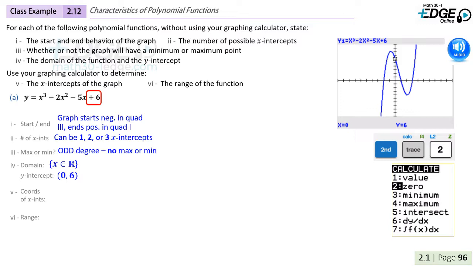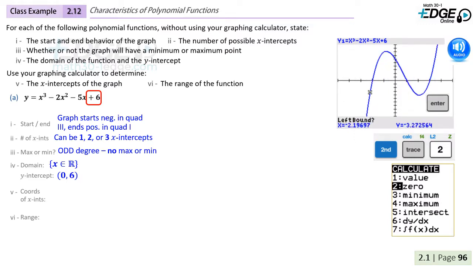Here, after inputting the graph as y1, we'll press second, calc, and then choose option number 2 to determine the zeros or x-intercepts of the graph. By giving left bound and right bound restrictions in the second calc zero steps, we can find that our first x-intercept is at -2 and 0. Repeating this process, we can find our other two x-intercepts as being +1 and +3. These values could also be found in the table of values by finding which x-coordinates corresponded to a y value of 0.